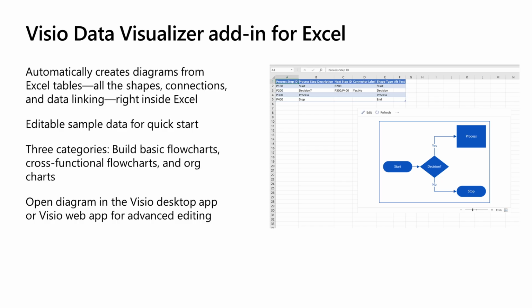Using Visio's data visualizer add-in, you can automatically create all the diagrams from Excel tables. When I say complete diagram, that means all the shapes, connections, and data linking right inside Excel. For users to have an easy start, we provide editable sample data for quick start. We support 3 different diagram categories: basic flowcharts, cross-functional flowcharts or swim lane diagrams, and organizational charts. We also allow users to open the diagram in Visio for web or Visio desktop app for advanced editing.